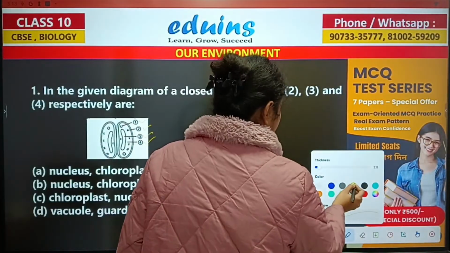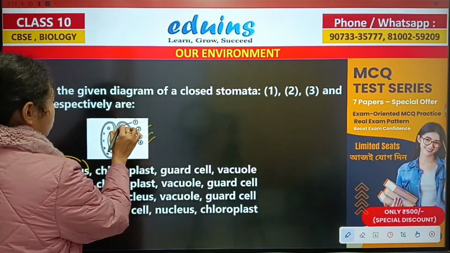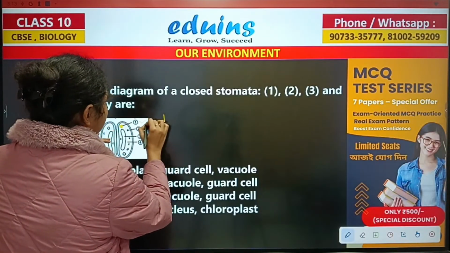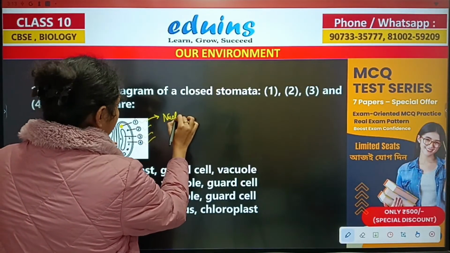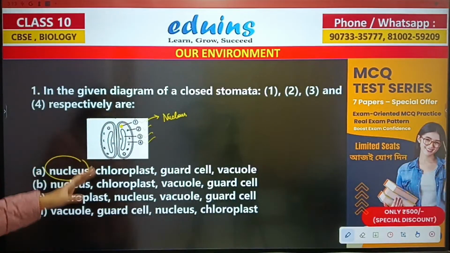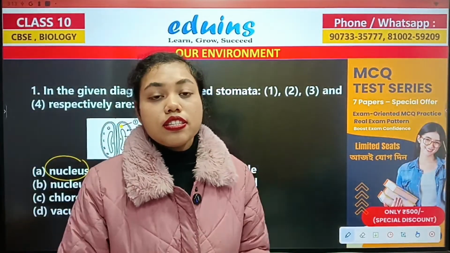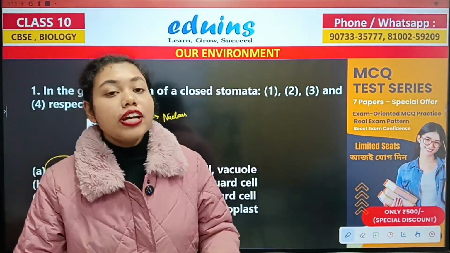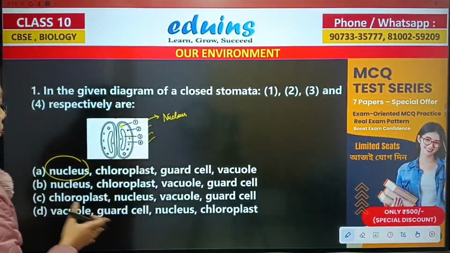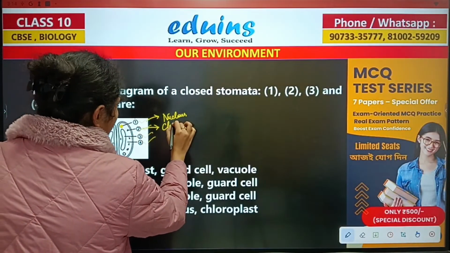Okay. See, the nucleus is the control center of the cell. So here is a picture. You can see this is the control center of the cell. So the first option is nucleus. The second, what will be the second option? See, the chloroplast. Chloroplast is necessary for the photosynthesis process. It's located close to the periphery of the guard cell. So number two is chloroplast.